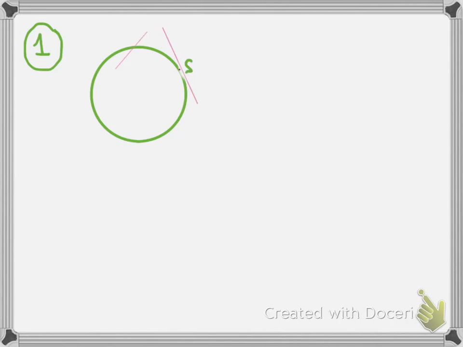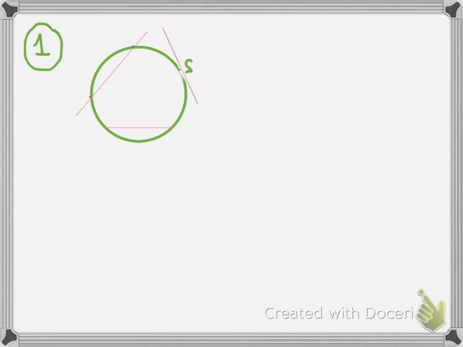Remember, a secant is something that goes through the circle. Okay, that would be a secant because it's going to go through the circle at two values there. Okay, a chord is touching, not going through the center.